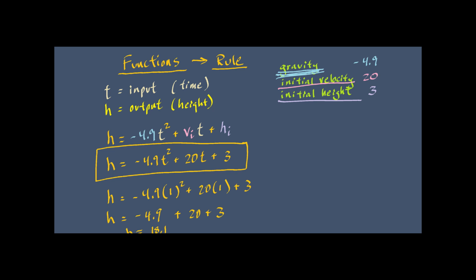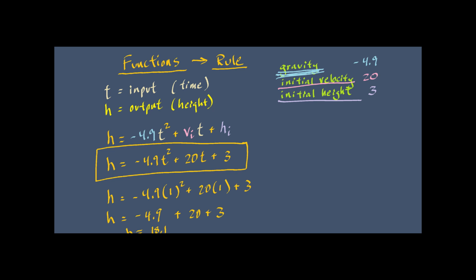Then again, we could think of inputting a height and outputting a time. So for instance, instead of saying I want to know how high the ball is after 1 second, so input 1 for time, I could say I want to know after how many seconds, in other words, at what time, the height is going to be 0, meaning back on the ground.